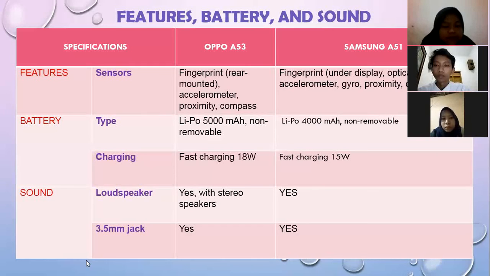Okay, for sound, Oppo has loudspeaker and Samsung has loudspeaker as well. Then for 3.5 mm jack, Oppo has it and Samsung has it as well. So the sound specification of both phones is the same.